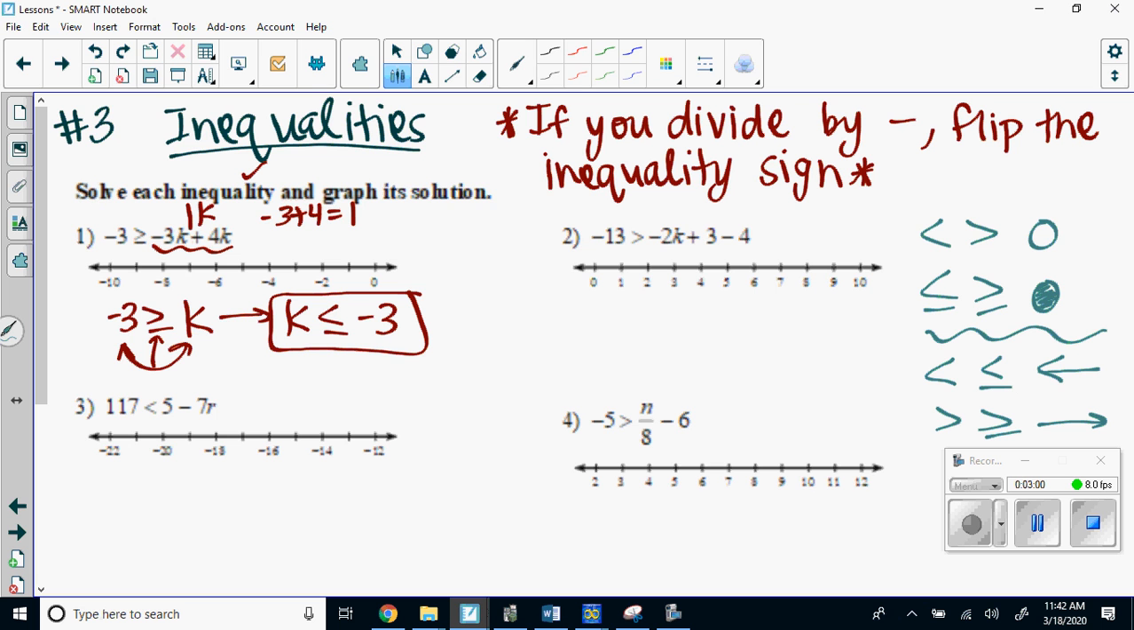So this one says k is less than or equal to negative 3. So I'm going to put a closed dot on negative 3. We know it's a closed dot on negative 3 because it is an equals to sign right here. And then it is less than, that arrow is pointing to the left, so we shade to the left.